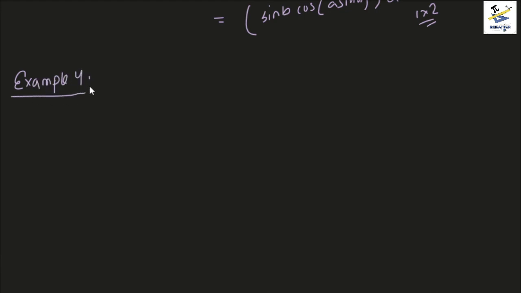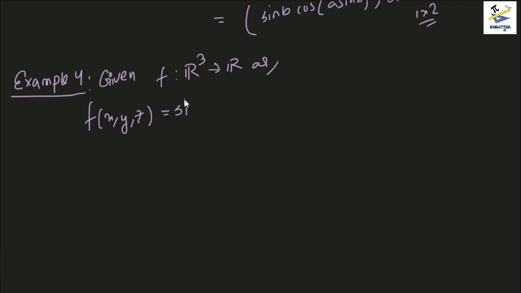Example 4, given: this one is a bit more complicated, but knowing all the rules, I do not think it would be much of a problem to solve. So this one is sine of x sine of y sine z. Okay, so the first sine bracket closed, second sine bracket closed. We need to find the derivative, of course, at the point a, b, c.